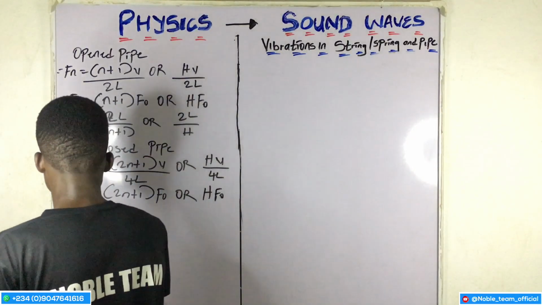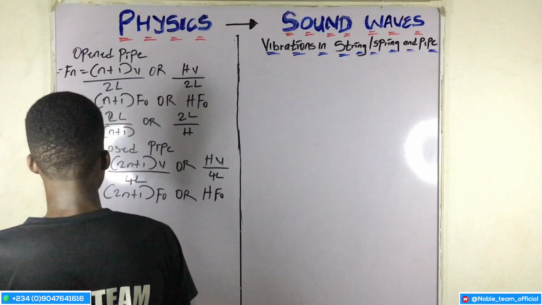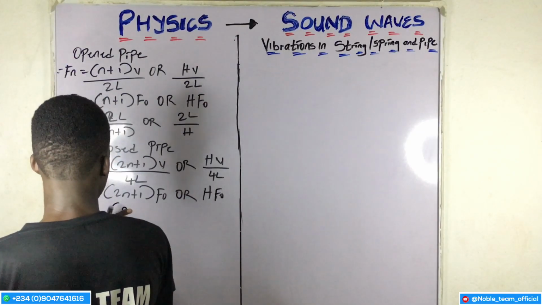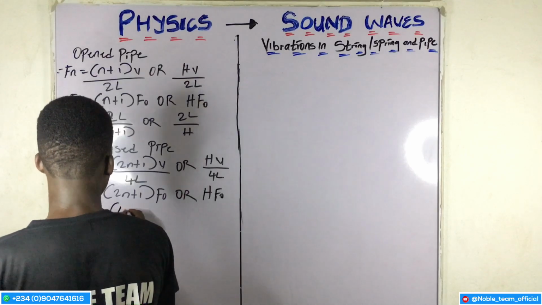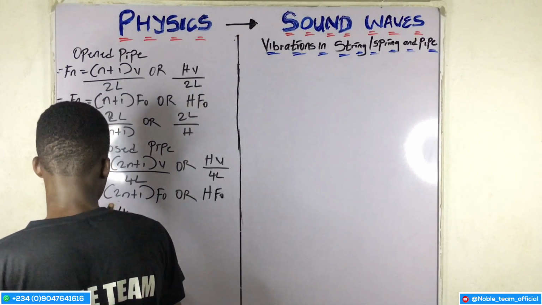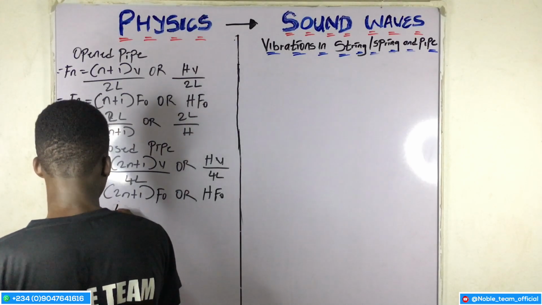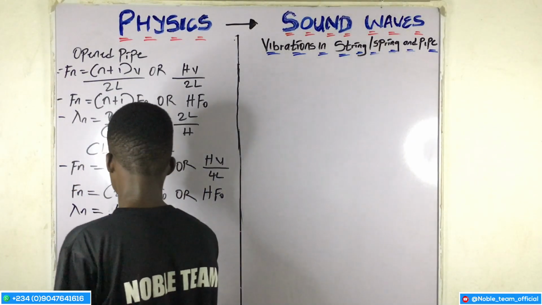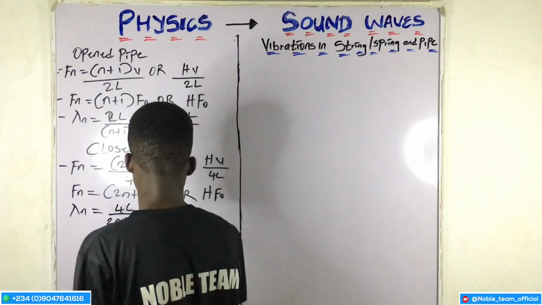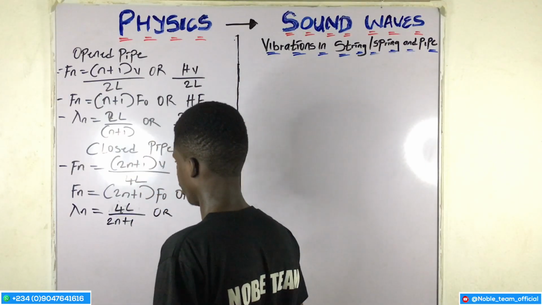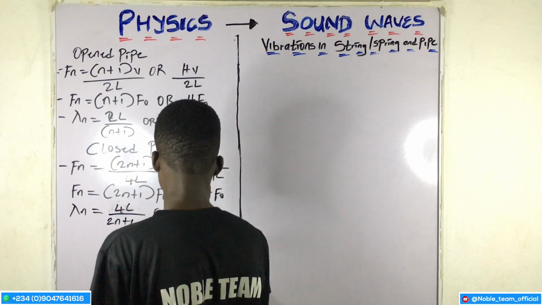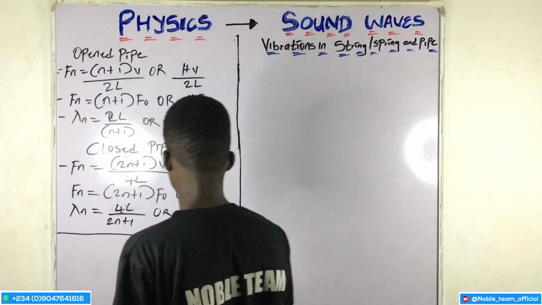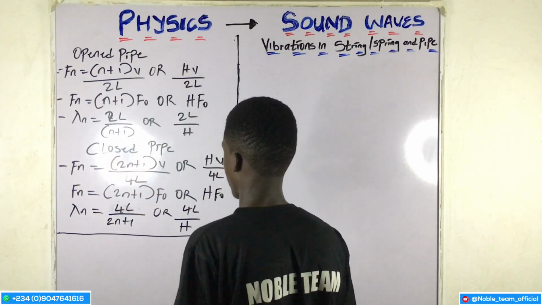Now in wavelength, we have it at 2, which is what? In wavelength 4L. Let me remove this bracket. We are talking about wavelength 4L over 2n plus 1, or I can simply say that is 4L over H. Now once you know this formula, you are good to go in any question that we are about to solve.